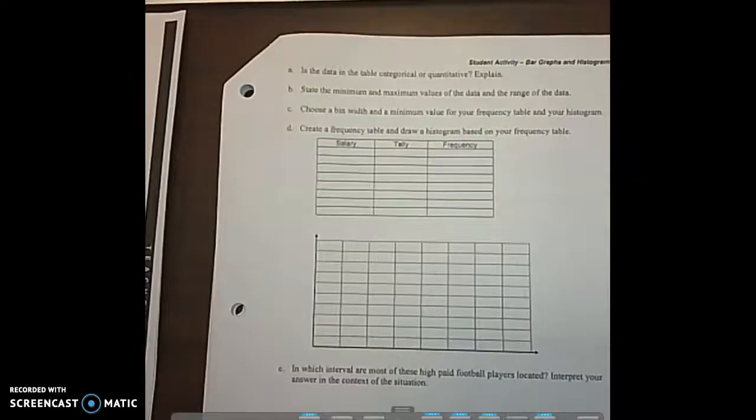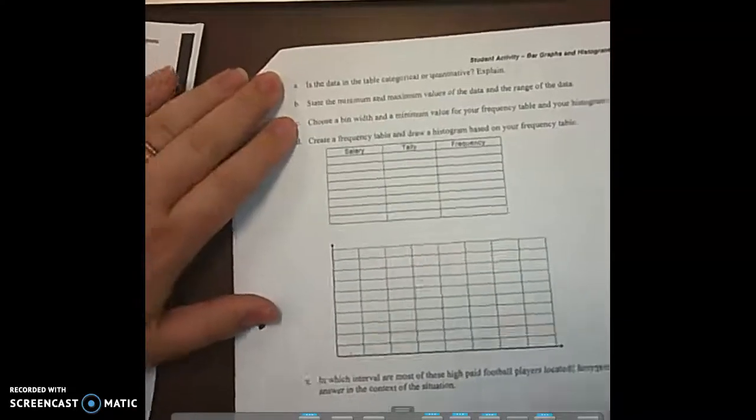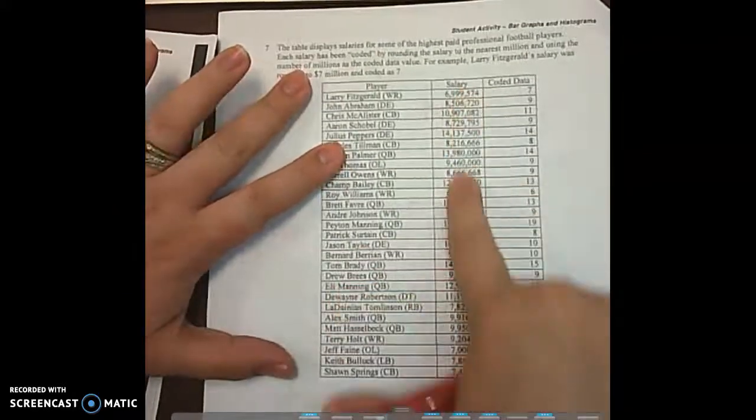All right, looking at A, it says, is the data in the table categorical or quantitative? So we know that the data is going to be quantitative because we're basing it on numbers. It's the salary or the coded data. So we know that it's quantitative.